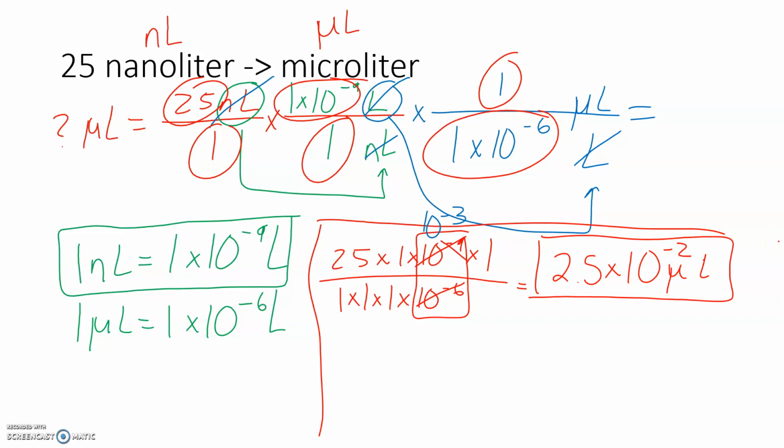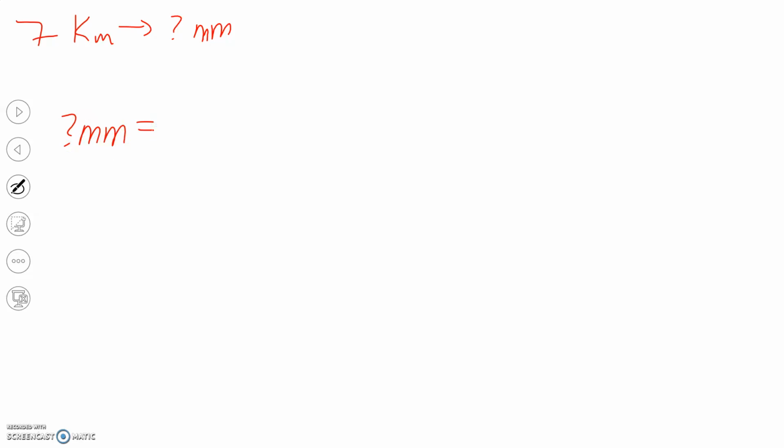Alright, now that we've worked out this one, let's go ahead and work out another one. On this one, let's go from, to make it simple, 7 kilometers, and we're going to go all the way to millimeters. Again, if you want to, try and pause it, work your way through it. If not, then just follow along. So again, just like always, question mark millimeter is going to equal 7 kilometers over 1.